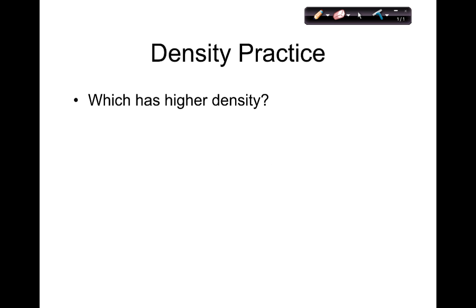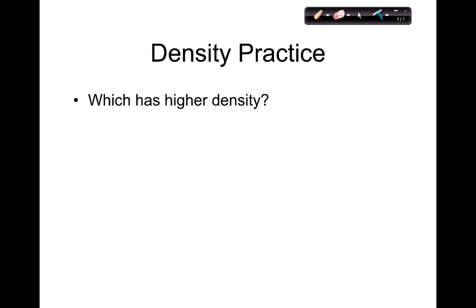Okay, so here's a density practice. Here is a game you guys can play. You can make teams of 2 or 3, and within your teams decide, of each of these pairs of objects, which one is a higher density. Again, remember what density is. Density is the spread or the compactness of the material in question.